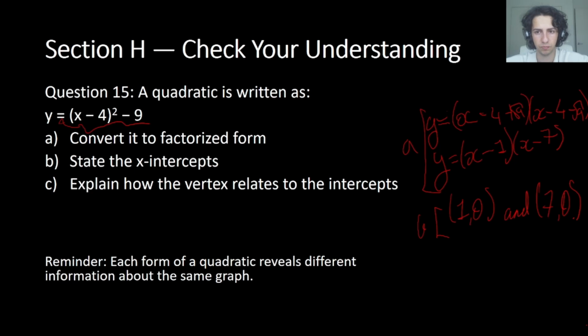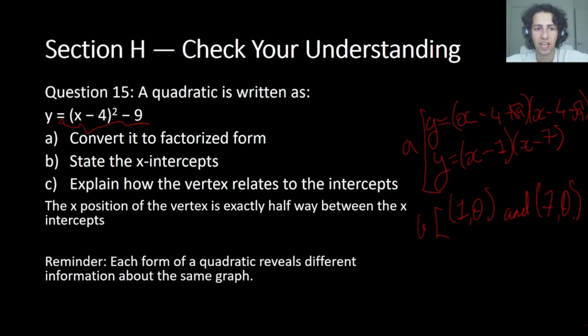Now let's move on to C. For C, the x position of the vertex is going to be halfway between the x-intercepts. So the x coordinate of the vertex is always going to be halfway between the x coordinates of the x-intercepts, so 1 and 7. In this case, 1 plus 7 is going to be equal to 8. Halfway, divided by 2, is going to give us 4 for the x position, which, if we look at the vertex form, is also 4.